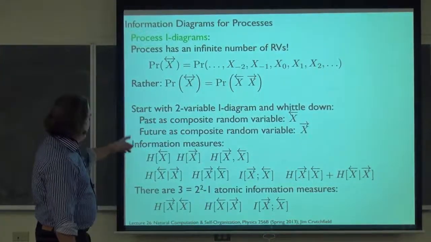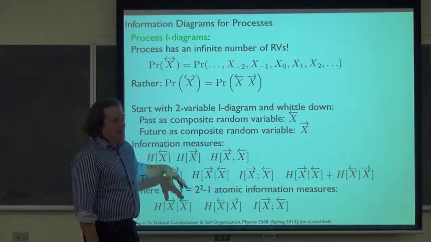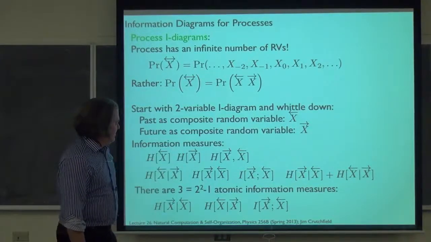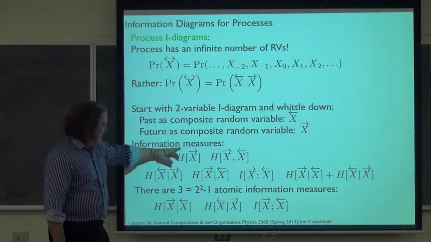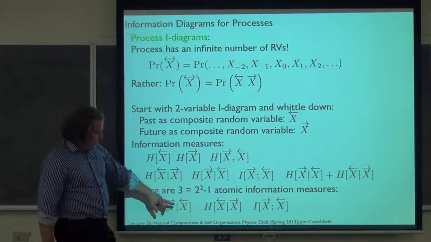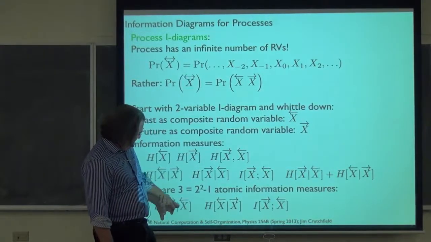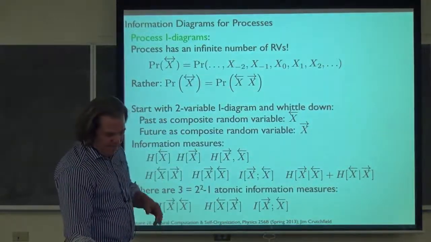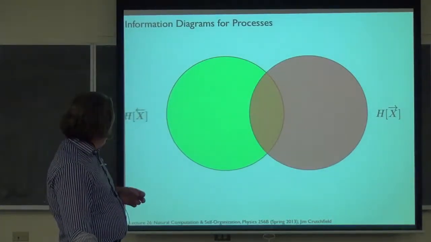So now we have two of these, and we can start with an analysis of a process over past and future. We just start with a two-variable I diagram, and then apply the properties that we know and simplify things. First of all, we're going to start with the past as this composite random variable, same thing with the future. We have all these different information quantities we can write down, but they're really just three atoms. There are these two conditional uncertainties, uncertainty in the future given the past, uncertainty in the past given the future, and then the mutual information between past and future. So that's easy enough to do, should be very familiar. In fact, we barely changed anything compared to the two-variable case.